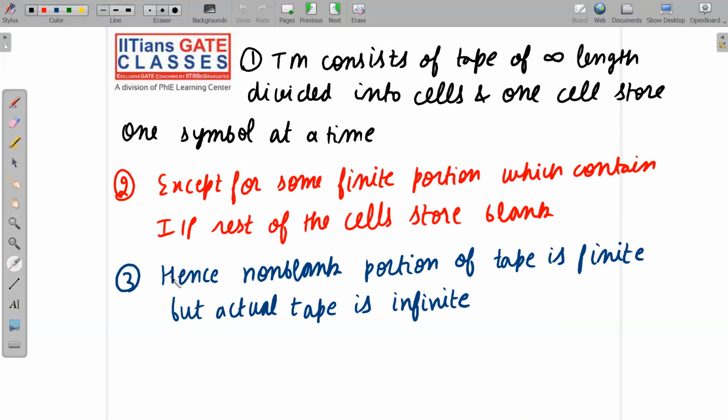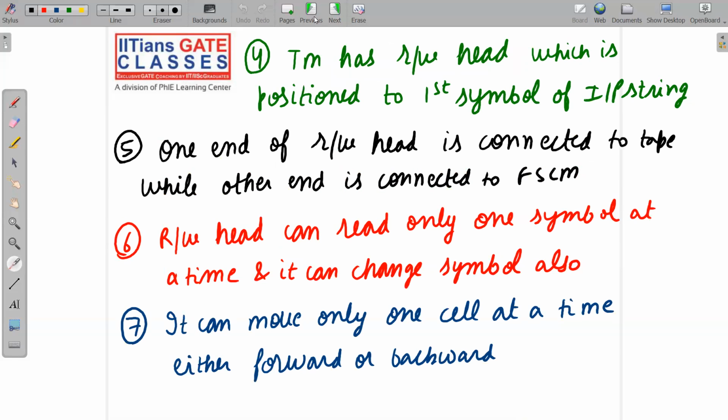Let's see the next point. Hence, the non-blank portion of the tape is finite, but the actual tape is infinite. Actual tape infinite means what? The blank portion is infinite. So let's move to the next point.